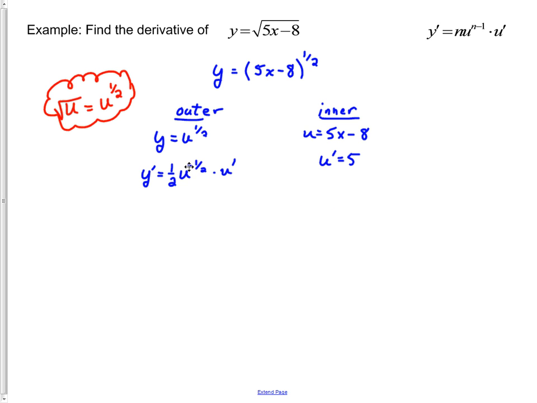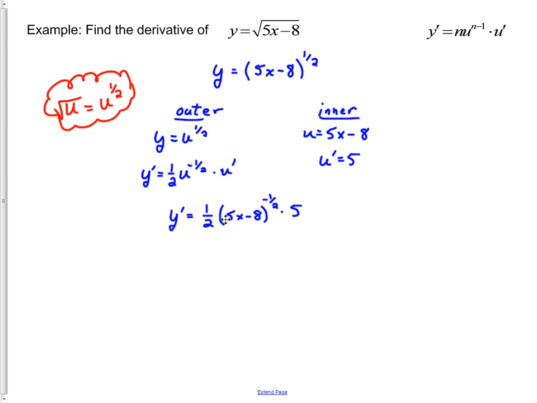All right. Now we're going to substitute in our values for u and u prime. So we're going to get y prime will equal 1/2 times the quantity 5x minus 8 raised to the negative 1/2 power, and that will be multiplied by 5, the derivative of u.